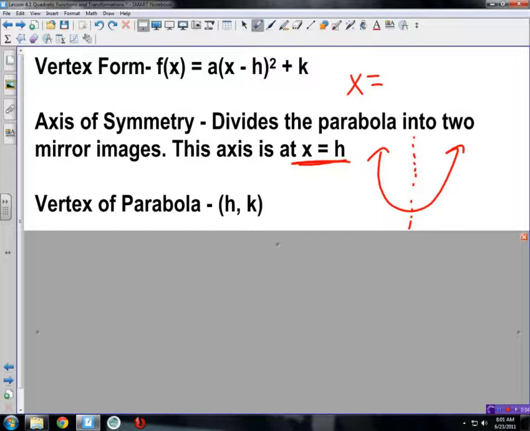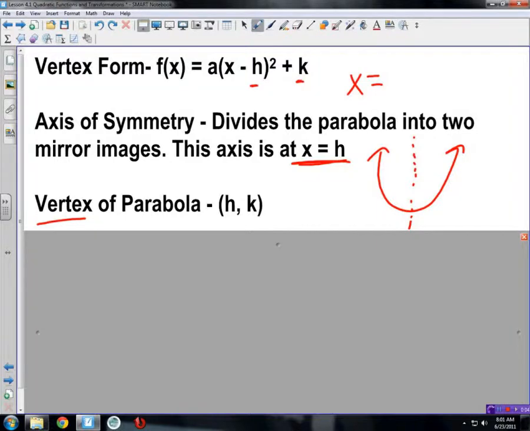Next we have a vertex. Now remember, a vertex is a corner, right? Here we don't have an obvious corner. It's kind of a rounded corner, but we still call it a corner. And the vertex of the parabola is at (h, k). We have an h here and a k here, and that's where we get the vertex from.